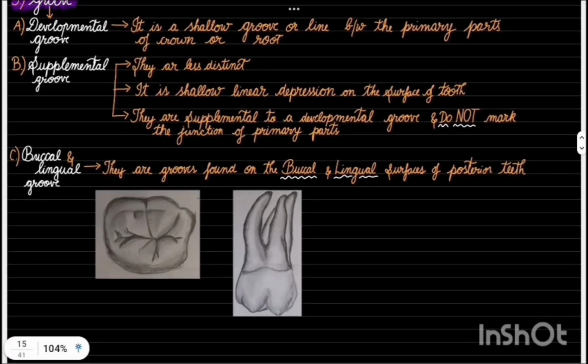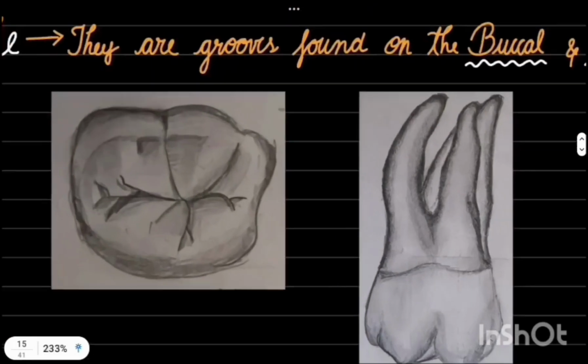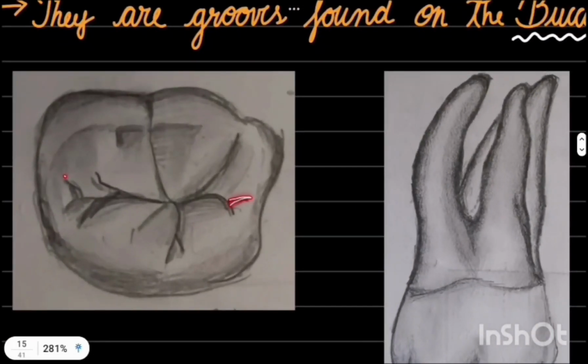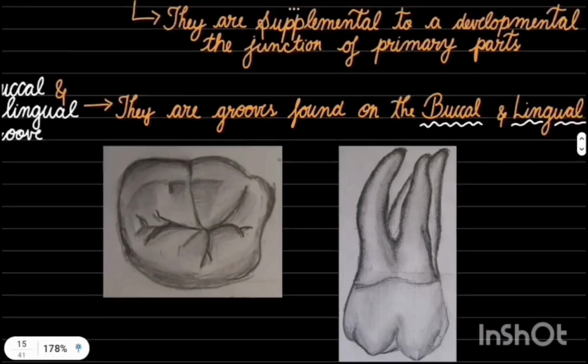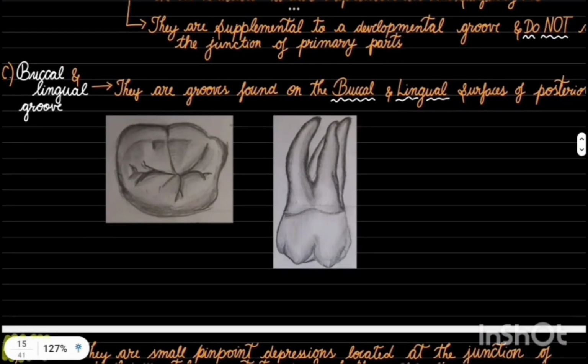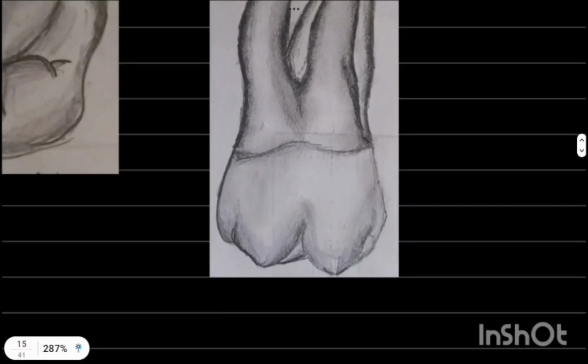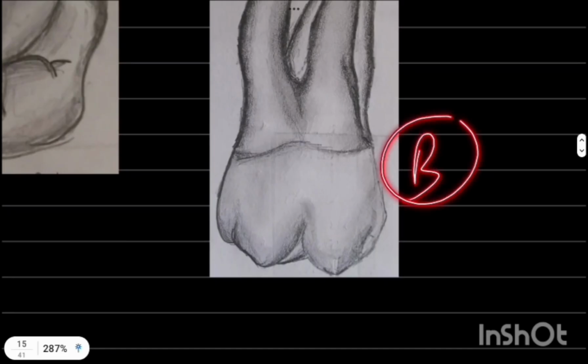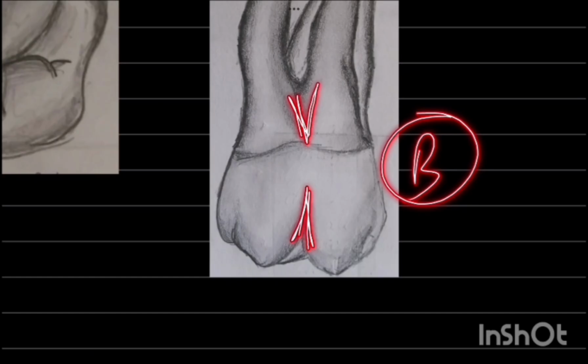And the grooves which are less distinct than the developmental groove, these small grooves which do not separate two developmental parts, are called the supplemental grooves. Then we have the buccal and the lingual grooves, which are found on the buccal and lingual surfaces of the posterior teeth. So this is the buccal surface, and here we will have the buccal groove. In the roots also we have the buccal groove.